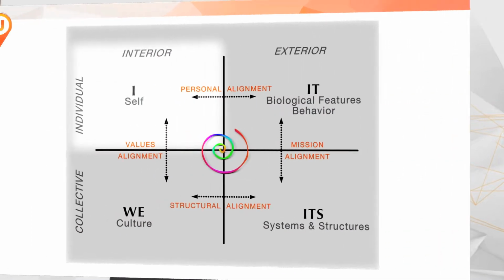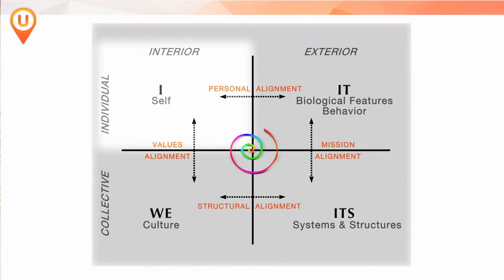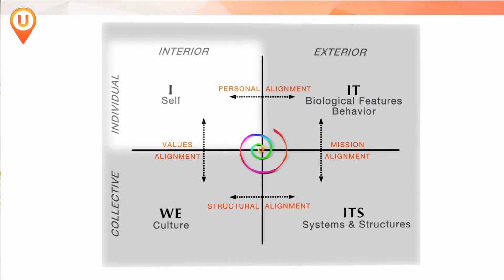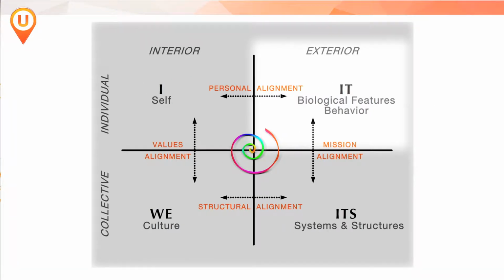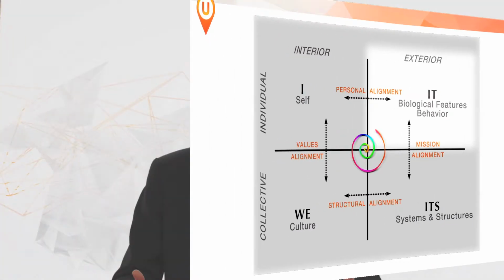So that's that upper left quadrant there, the interior of the individual. As we move across to the right, to the exterior, that's still with the individual, but it's our physical organism and our behavior. You could go to the doctor, they give you a checkup, they can measure things without even talking to you. It's things that people can see about you by just observing you, either just by looking at you or with various instruments. And that tells people what your organism is doing, how you're showing up in the world.